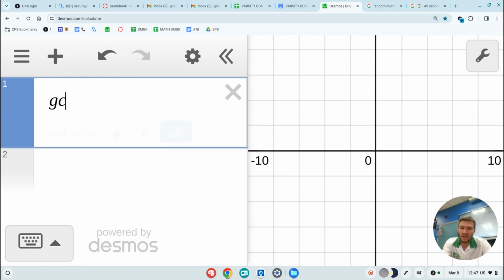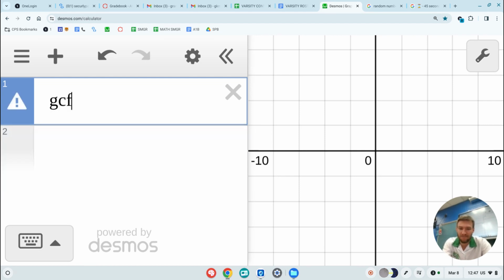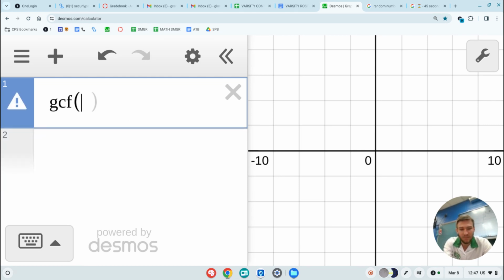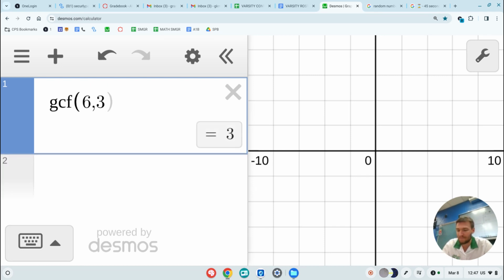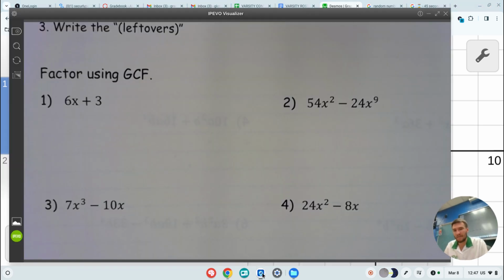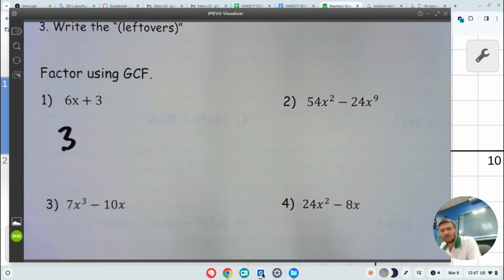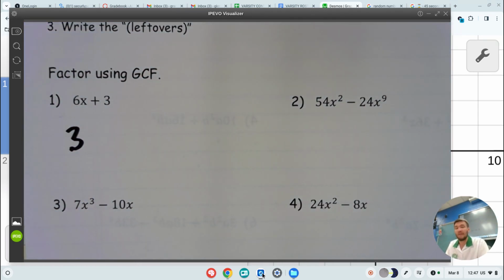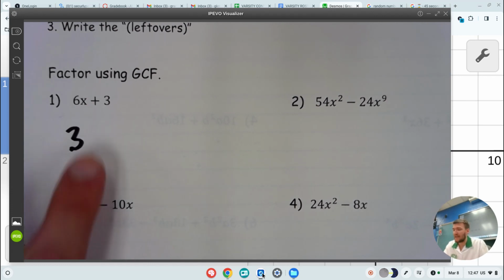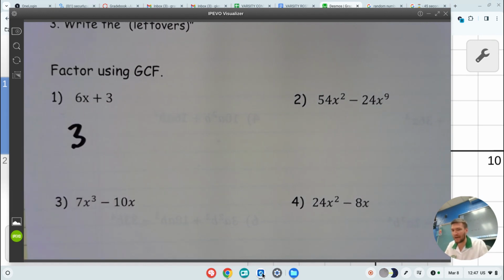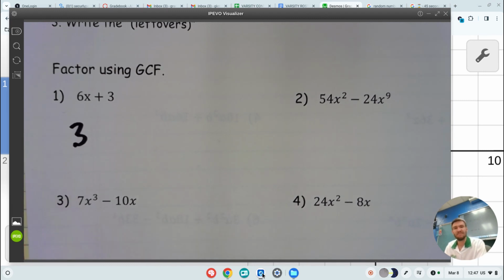We use the nice little code GCF, parentheses, and then we type them with a comma, 6, 3. Desmos does the hard work, and we should have 3 for question number 1. Then we look at the x's. I see 1x and 0 x's. Our second person has no x's. So what do they have in common? No x's. So 3, that's as good as it gets.